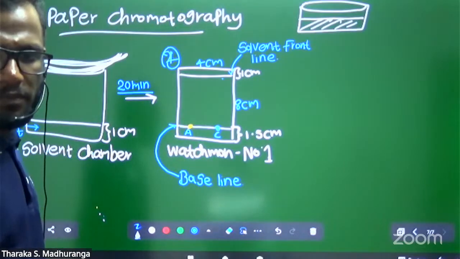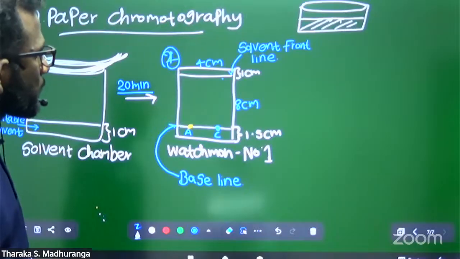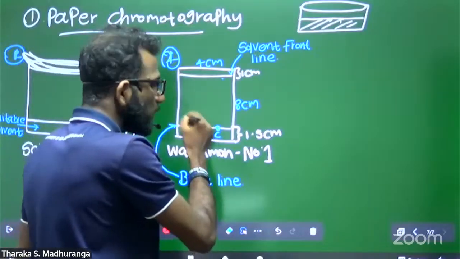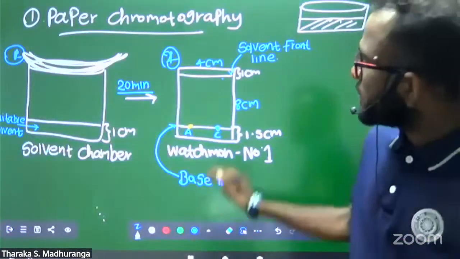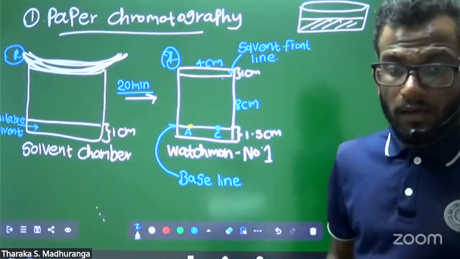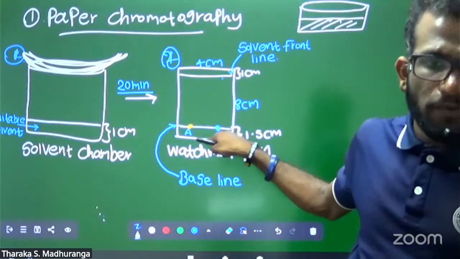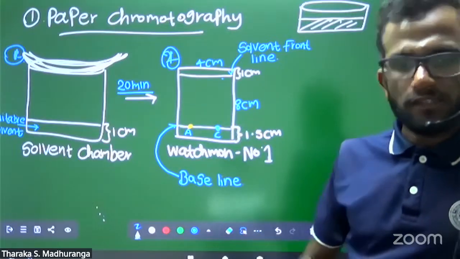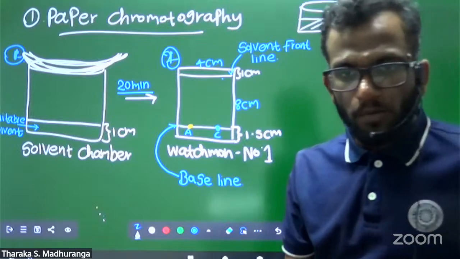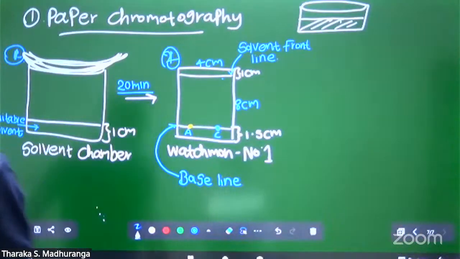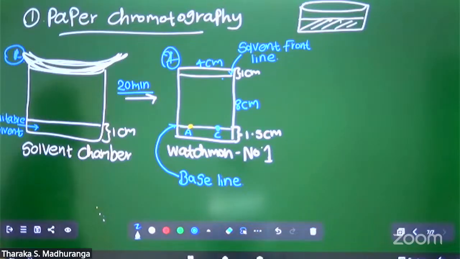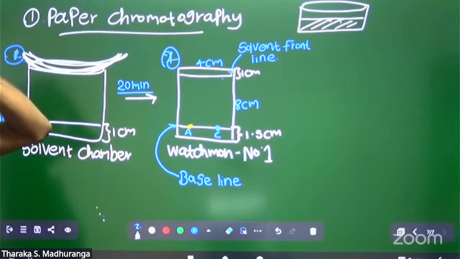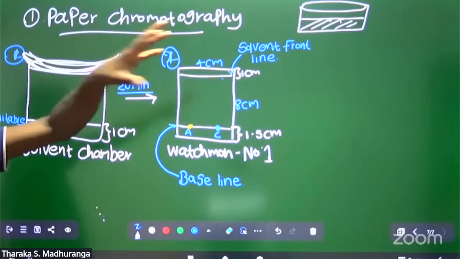There is a name, no? In O level, experiment sample. The A is the experiment sample, the crude product sample. The C is the control sample, which is purified cinnamaldehyde. Up to now, any doubt? Still we have prepared the solvent chamber and the chromatography paper.